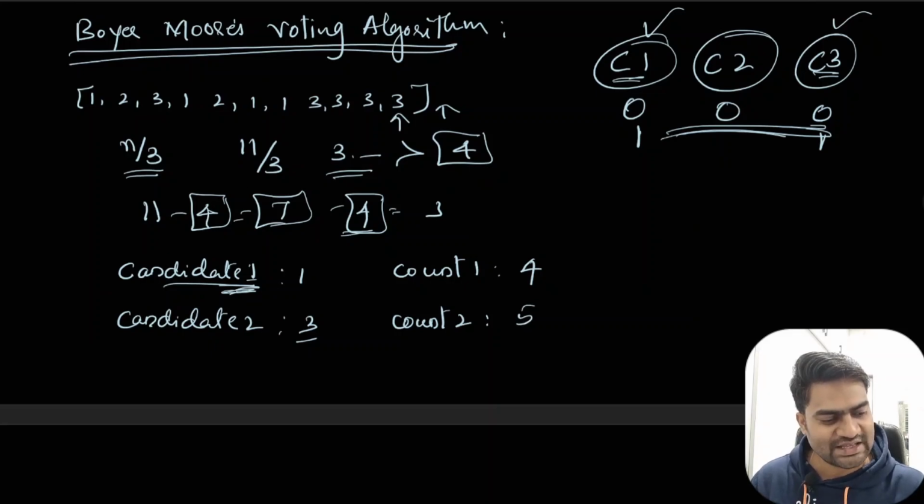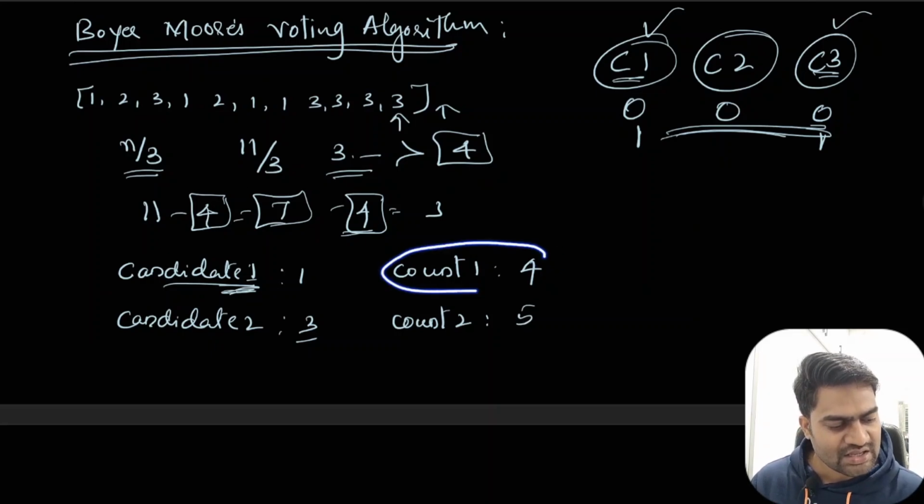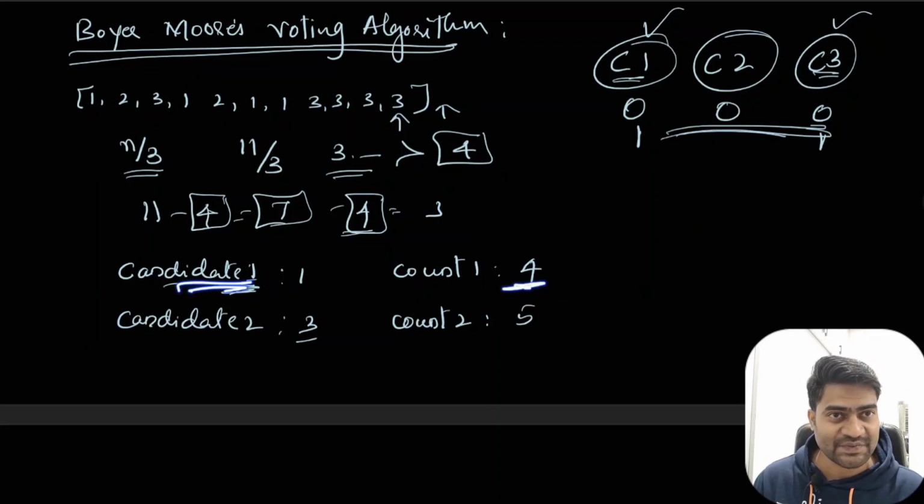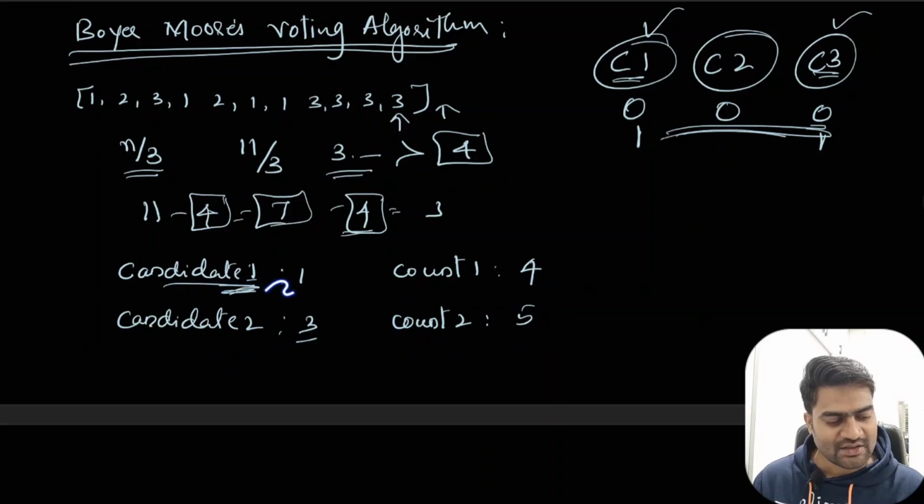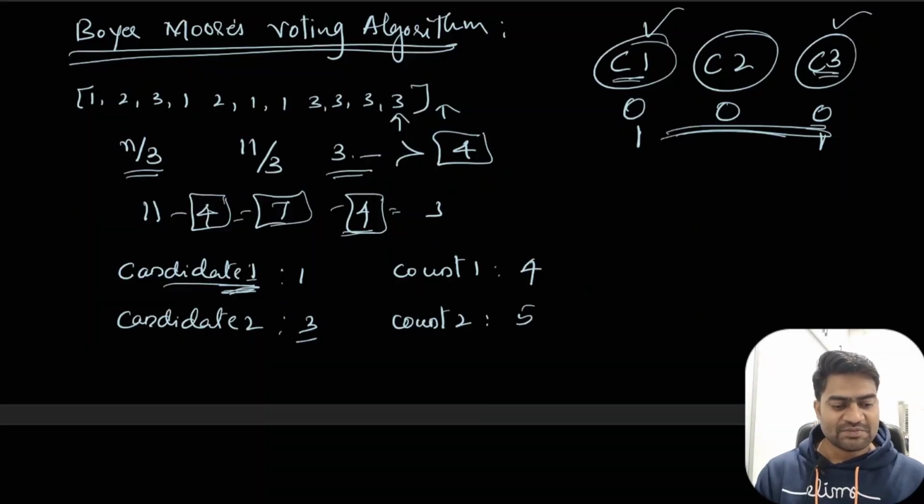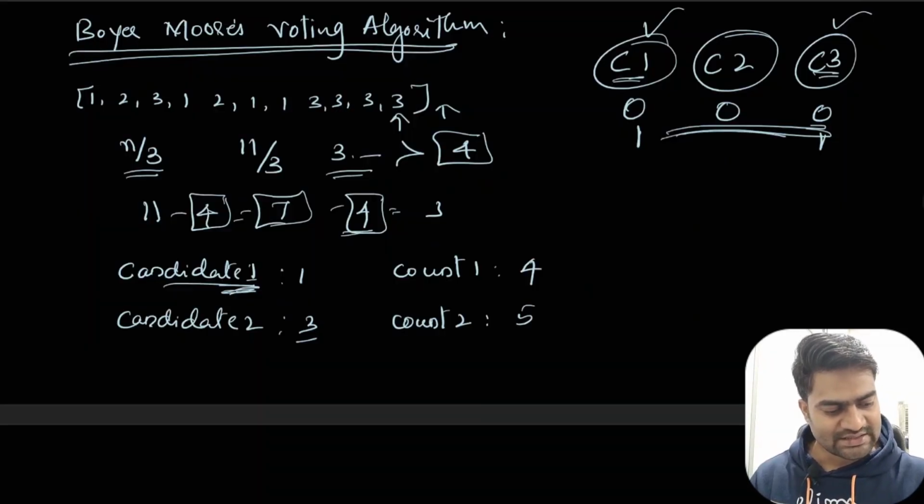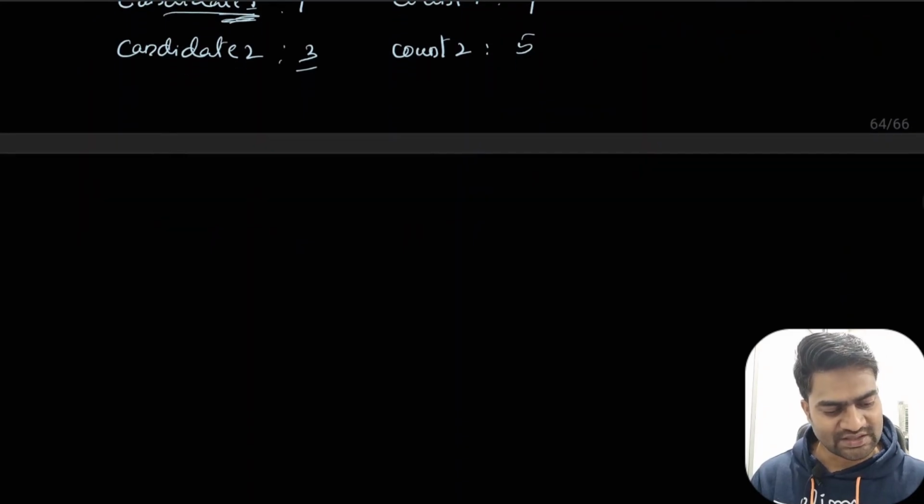Okay. Finally, from this you can make sure the count of candidate 1 is 4, which is greater than n by 3. So it is greater than 3 point something. Okay. So now if you see candidate 2, the count is greater than n by 3. So now you can simply return these two values, 1 and 3. Okay. So this is how we need to analyze this particular problem's solution. Okay. With that, let us try to write the pseudocode for this one.